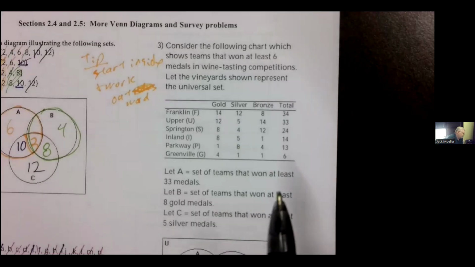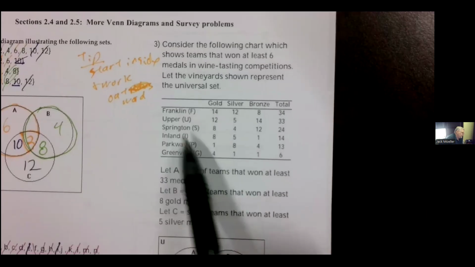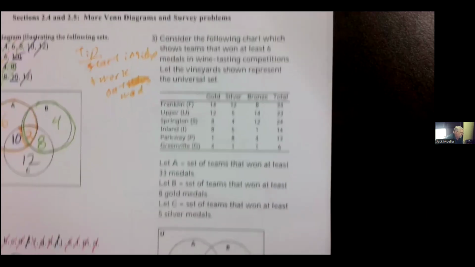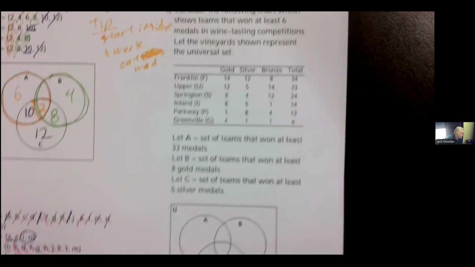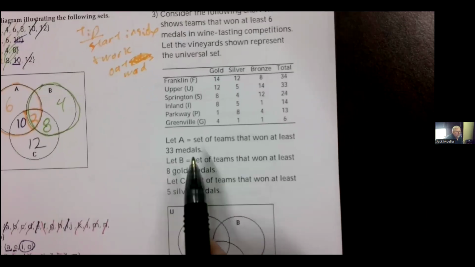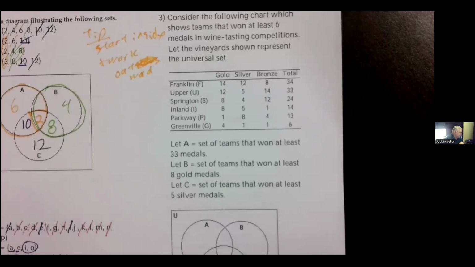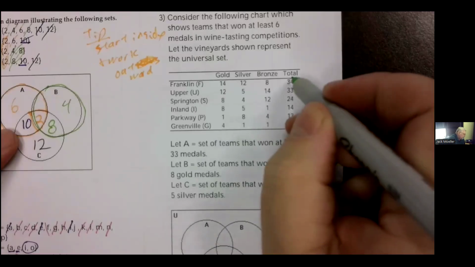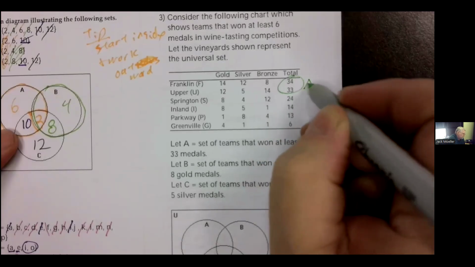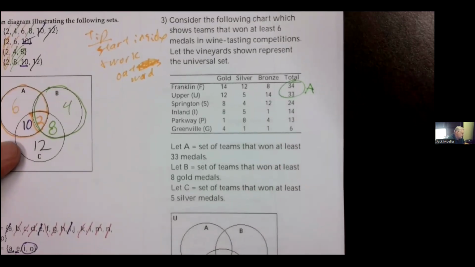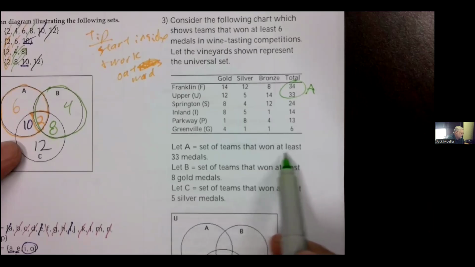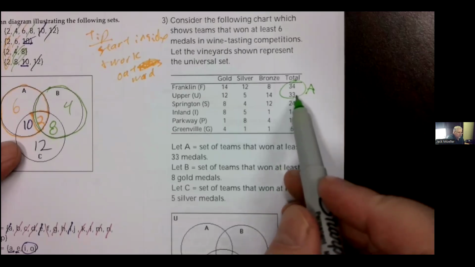Let the vineyards represent the universal set. So all of these vineyards together make up our universal set. That means all of them are going somewhere inside our box. Okay, so A is going to be the teams that won at least 33 medals. So that tells us A are those two, because they won at least 33. And now notice it says at least 33, so that "at least" does include the 33.